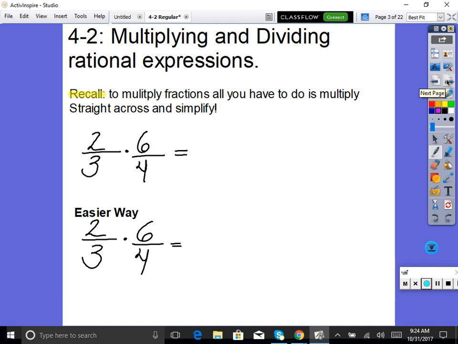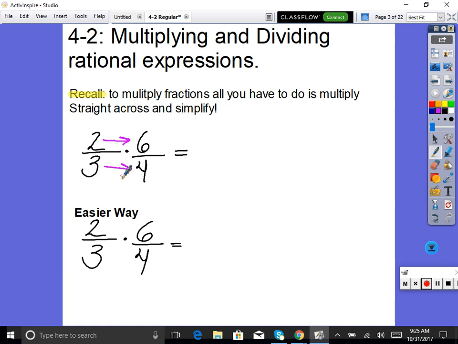Today we're doing 4-2. We're going to be multiplying and dividing rational expressions. Now you're going to see this is actually really easy. It's almost exactly what we did last time, but one extra step to start out with. So I'm just going to show you something to make a point here. The rule is when multiplying fractions, you can literally multiply straight across. You do not need a common denominator. All you have to do is multiply the numerator, multiply the denominator.